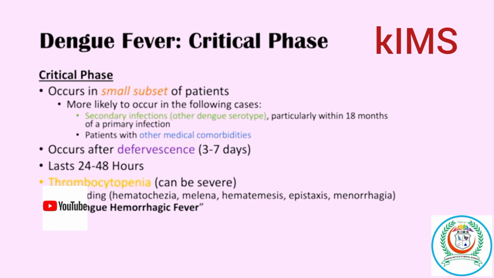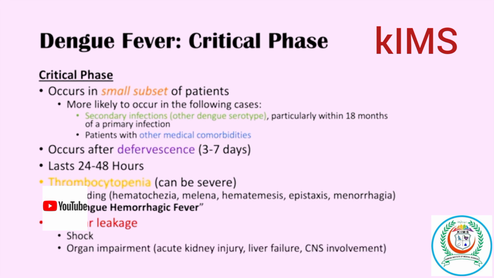So again, we may see the beginning of the thrombocytopenia in the febrile phase, not always, but we can. But if it does occur in the febrile phase, it's not as severe as it would be in the critical phase. And in the critical phase, we may also see vascular leakage. So there's so much inflammatory cytokines that it can lead to leakage out of the intravascular space. We can lose intravascular volume, leading to hypotension or shock.